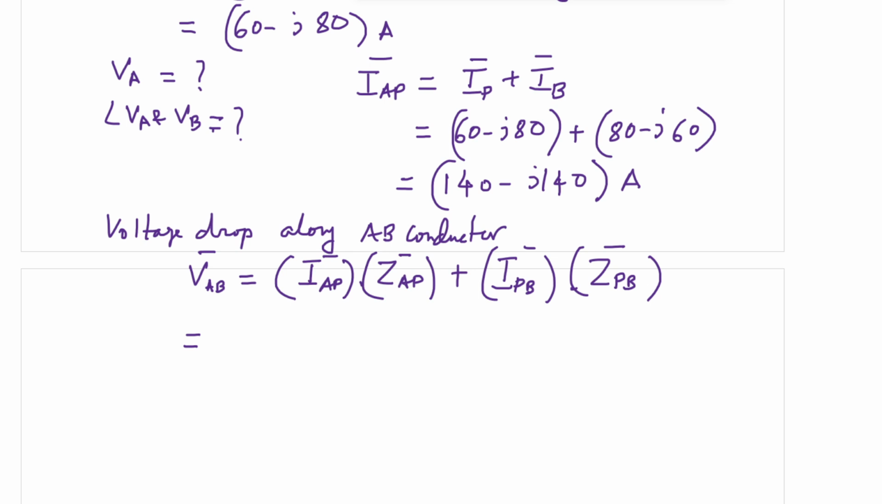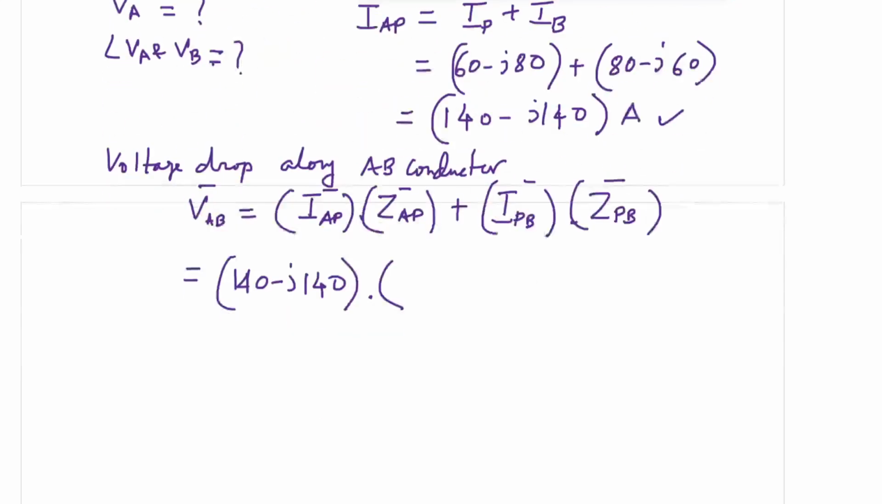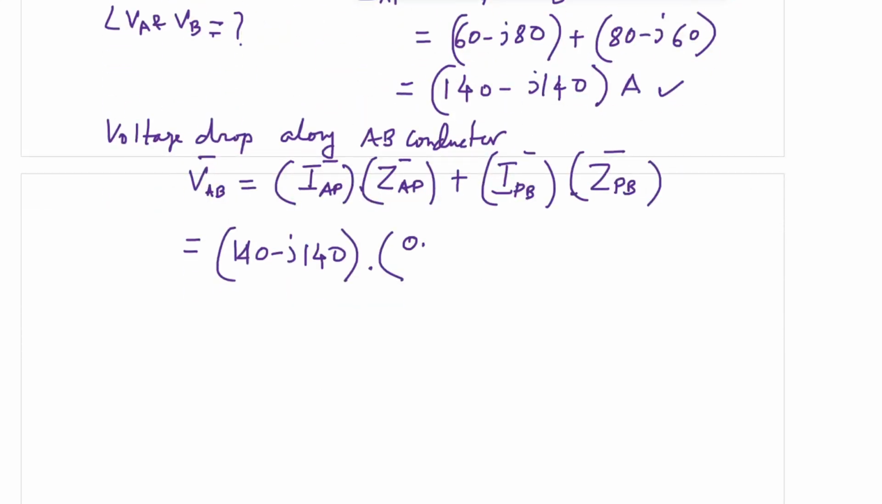Now what is IAP? IAP is this current. It should be 140 minus J140. Now what is ZAP? Now you see this Z feeder is nothing but it is the value of ZAB. ZAP or ZPB is just the half of ZAB because it is the midpoint. So you can write it is equal to 0.1 plus J0.15. It's just the half.